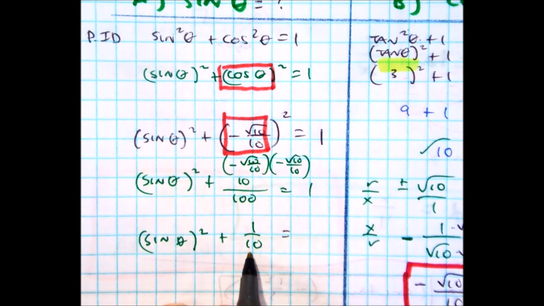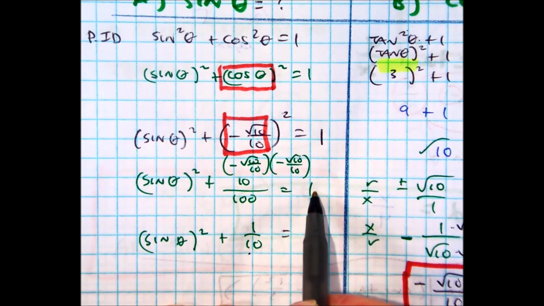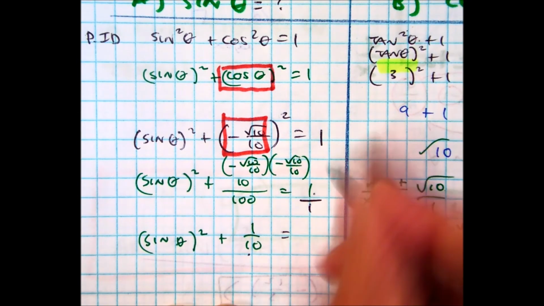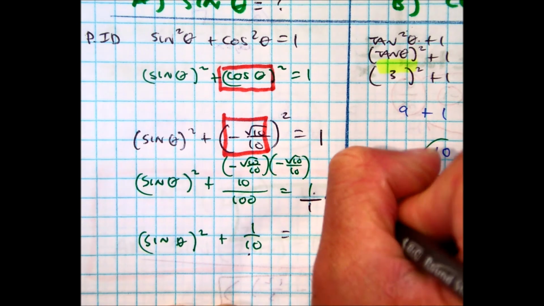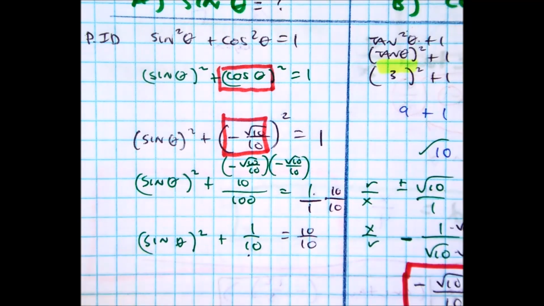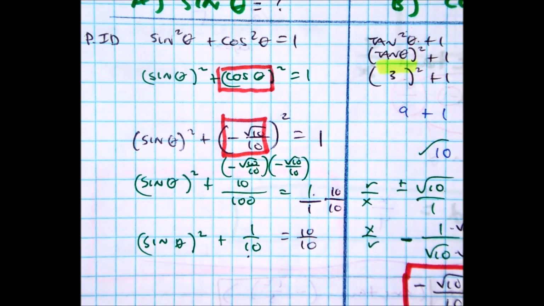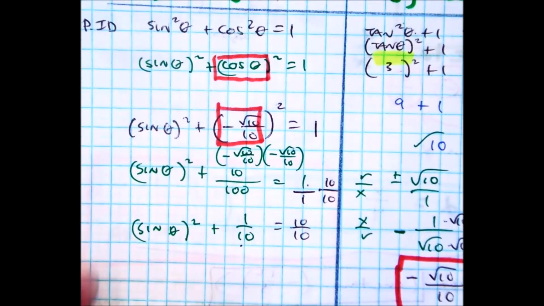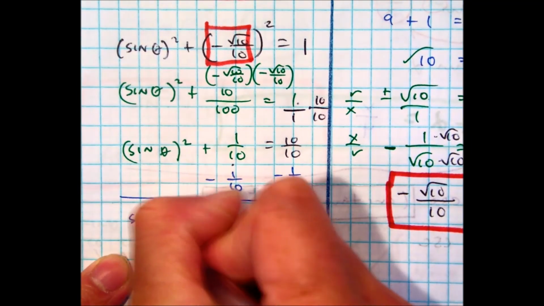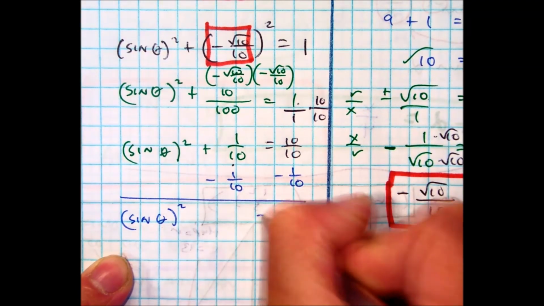Now pay attention. I'm looking ahead. I recognize that I'm working with a denominator of 10. How do you make this a fraction? To get the lowest common denominator, I'm going to have to multiply 10 over 10. So this gives me 1 is equal to 10 over 10. And the reason why I do that is because I'm thinking ahead, right? I'll subtract 1/10. So I have sine theta squared equals 9 over 10.